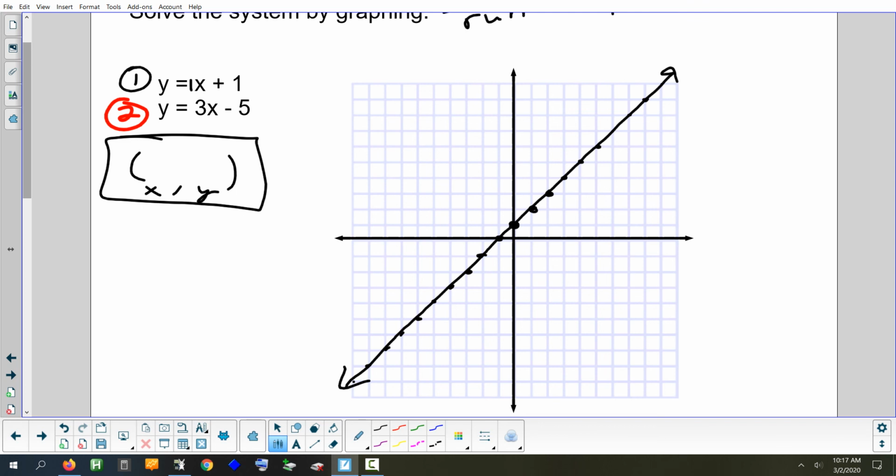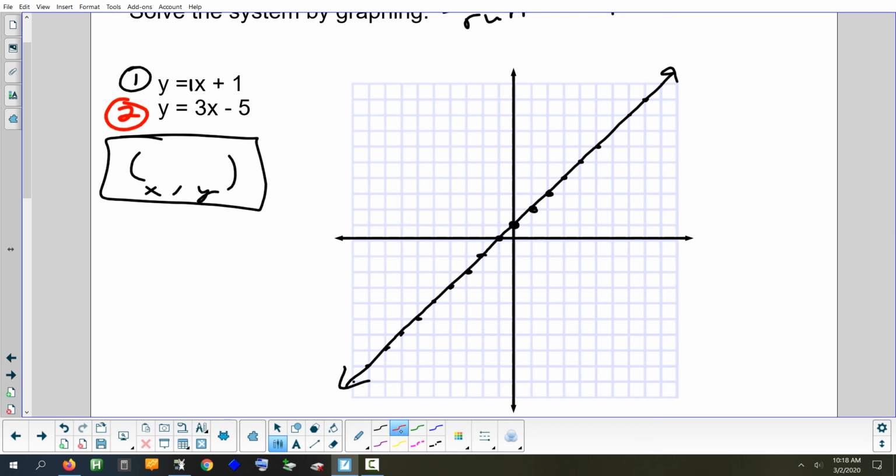It can't be kind of a good graph. It has to be a perfect graph. That's why solving a system by graphing isn't always the best way to do it, because you have to draw a really good graph. All right. Now let's do number 2.